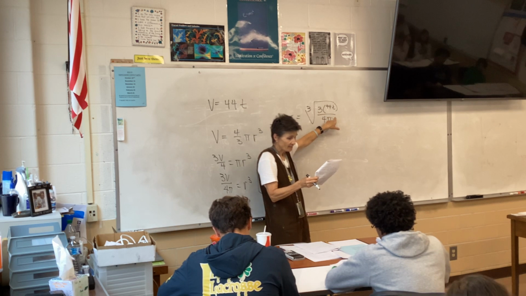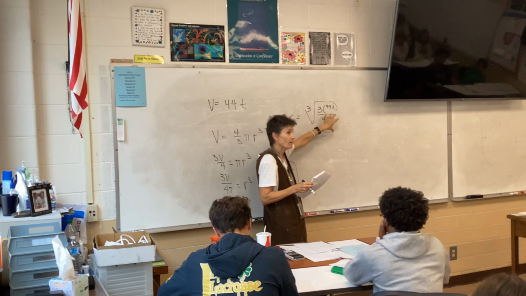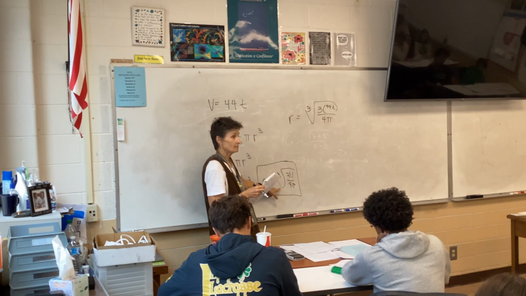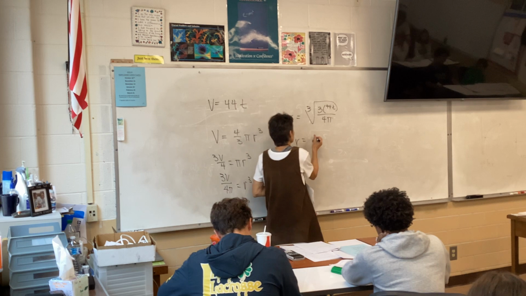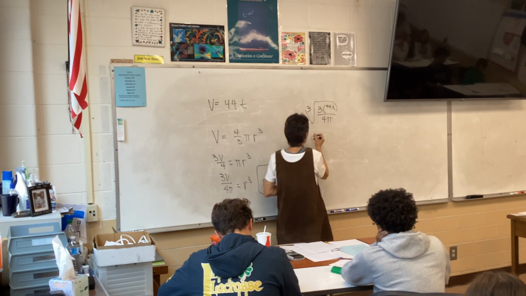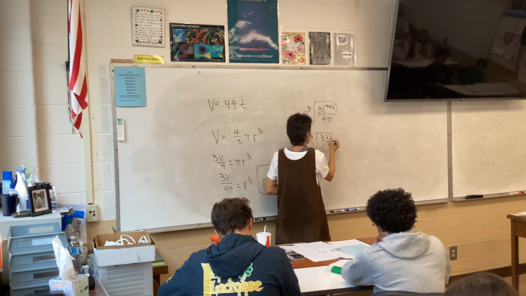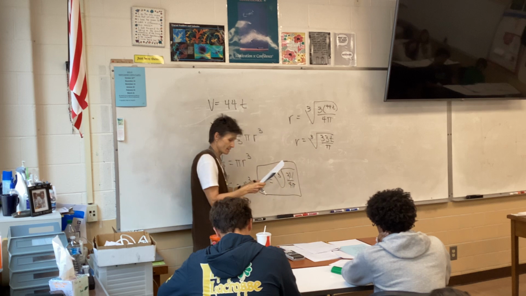And that's what it said: give the radius in terms of time. Here it's in terms of V. I did my substitution, now it's in terms of time. So cleaning that up, that's going to be the cube root of 3 times 44t over 4 pi, which is 33t over pi. There it is.